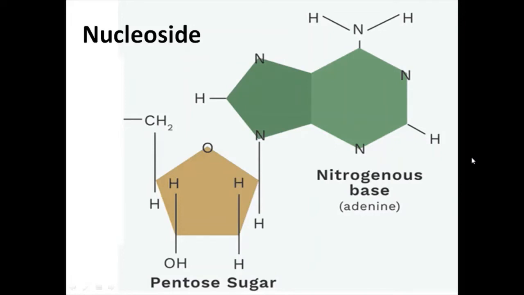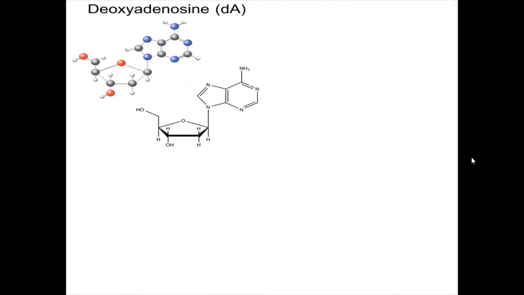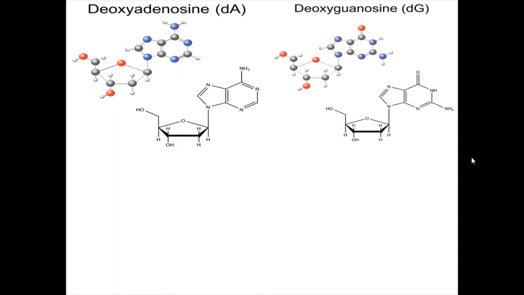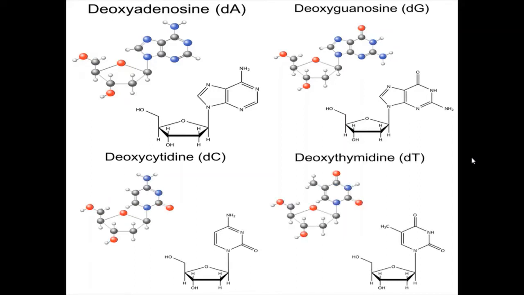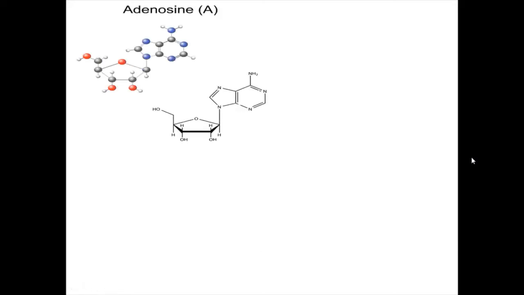There are 4 types of deoxyribonucleosides in DNA, namely deoxyadenosine, deoxyguanosine, deoxycytidine, and deoxythymidine. Similar to the DNA, RNA also consists of nucleosides.